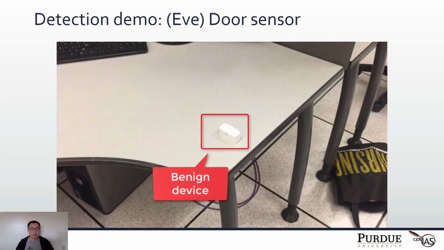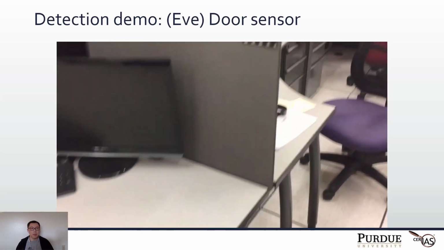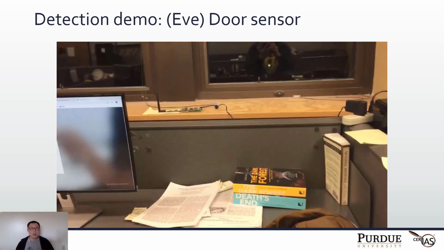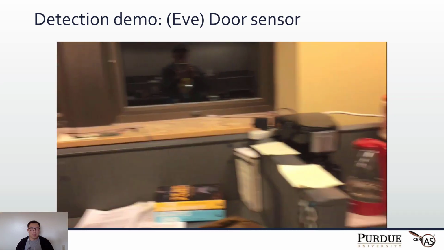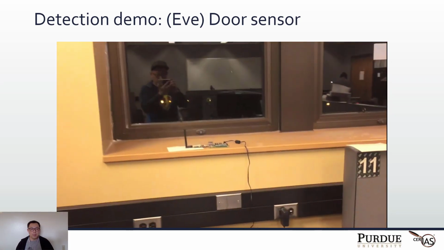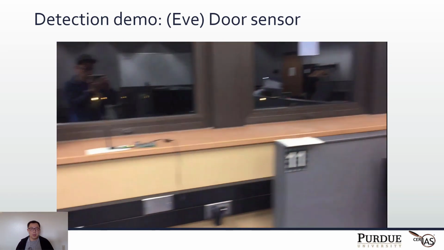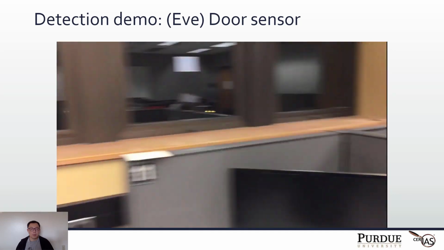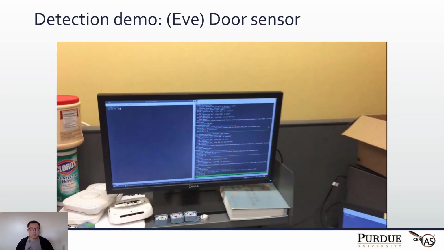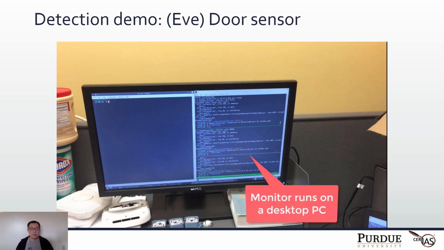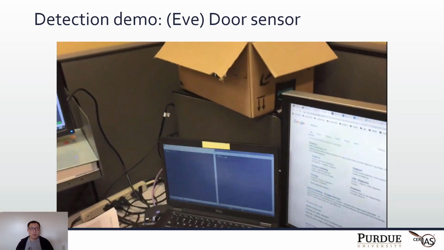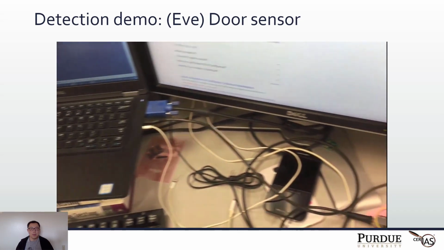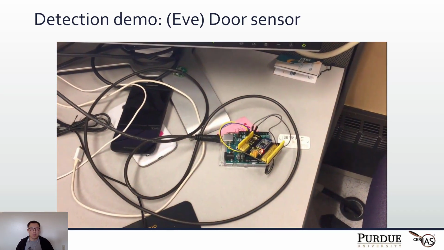Here is a benign BLE device, which is a door sensor. This is the collector. We use Raspberry Pi and Ubuntu as the collector. Here is the second collector, and here is the third collector. We run the monitor on the desktop, and we use this laptop together with this BLE device to emulate the spoofing attack.